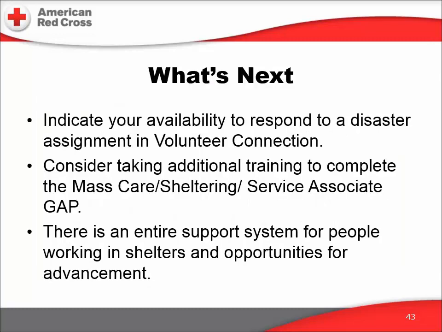What's next, you might ask? Indicate your availability to respond to a disaster assignment in Volunteer Connection. Consider taking additional training to complete the Mass Care Sheltering Service Associate gap. There is an entire support system for people working in shelters and opportunities for advancement. In some situations, you might get a field promotion, that is, a temporary assignment, to a higher sheltering position that will allow you to try it out.